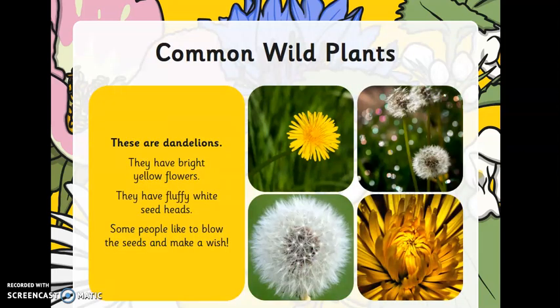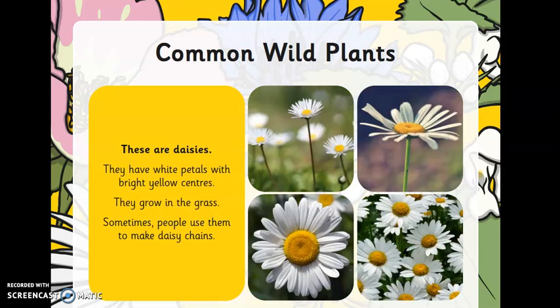So these ones are called dandelions. These have bright yellow flowers and fluffy white seed heads. Some people like to blow the seeds and make a wish. Have you seen a dandelion before? These are daisies. These have white petals with bright yellow centres, and they grow in the grass. Sometimes people use them to make daisy chains. That's quite fiddly. You have to use the edge of your fingernail, but they're good fun to make. Have you seen a daisy before?